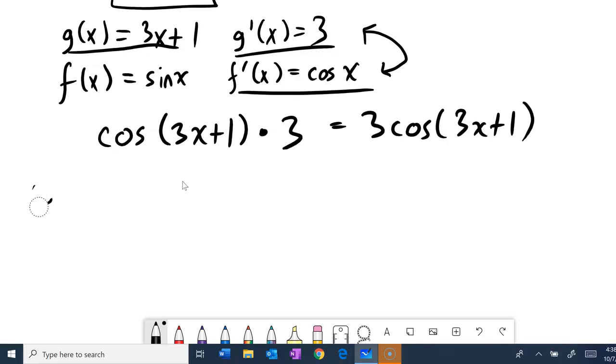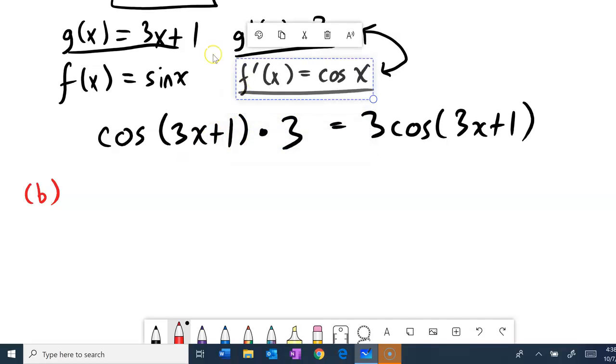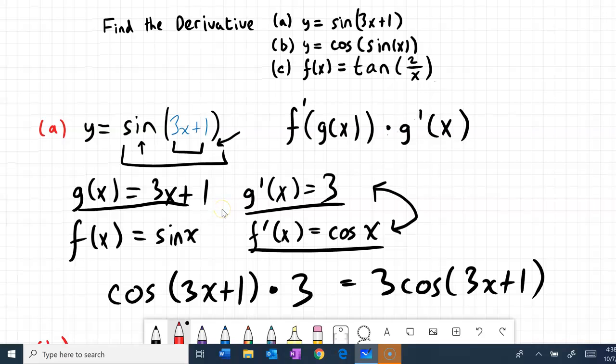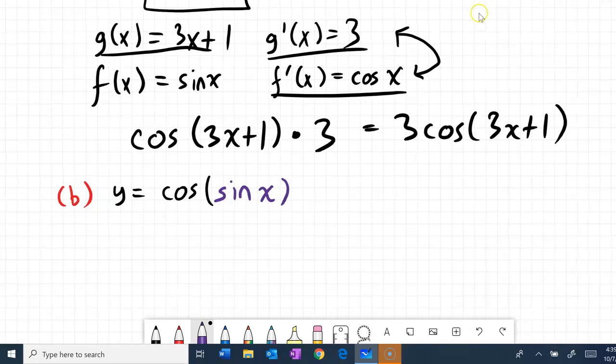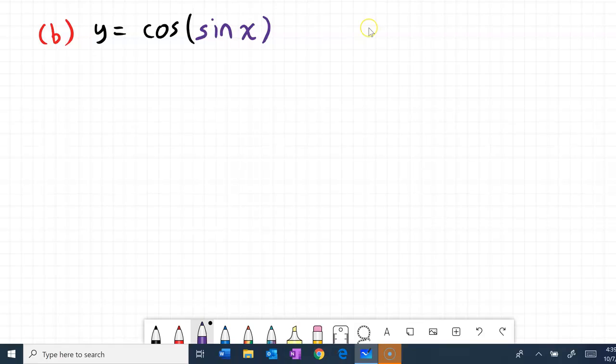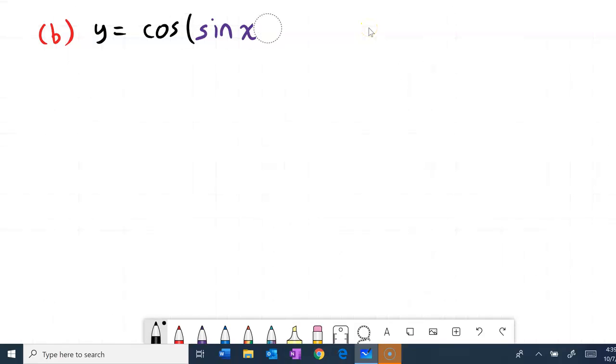So this is B. Let me just go back up and see what they were asking for. B was saying, okay, y is equal to, it was the other way around, cosine of sine of x. Pretty sure. Yep. So here, let me just scroll down and make this look like this. Then we can find the inside and the outside.